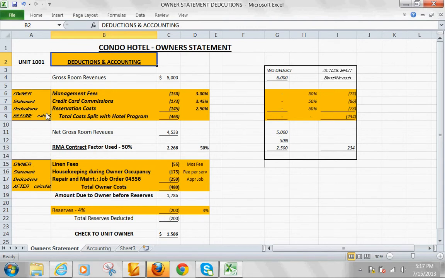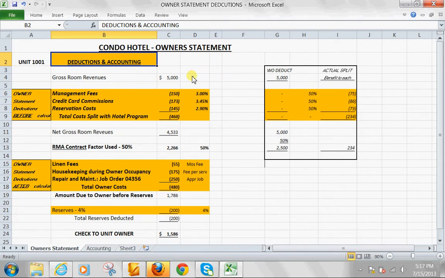The difference being, deductions before the calculation or before the multiplier are actually split with the hotel program. After the multiplier is applied, these are deductions that are absorbed entirely by the unit owner. So let me walk you down this particular statement.